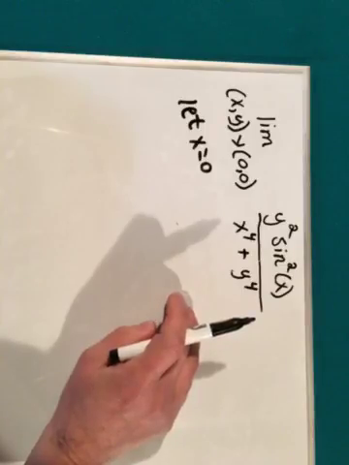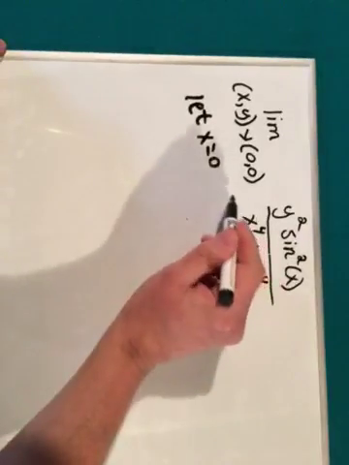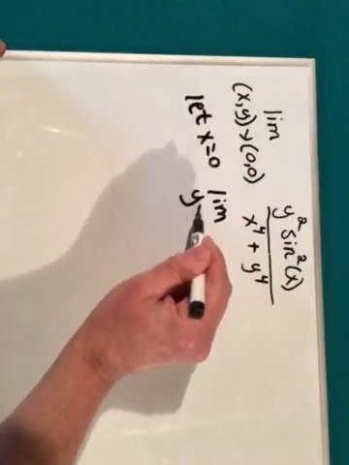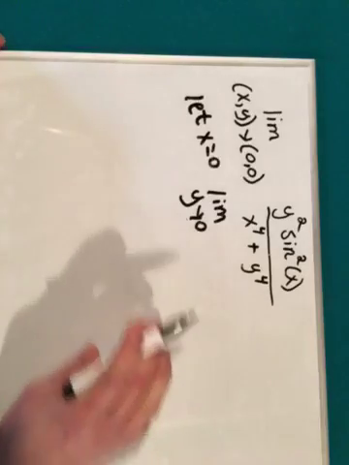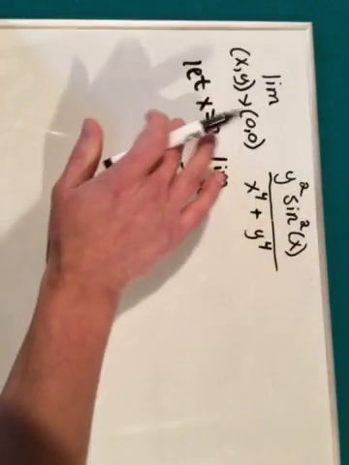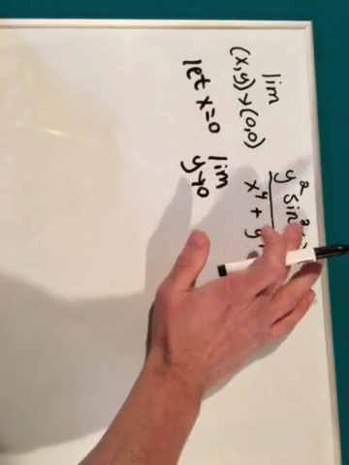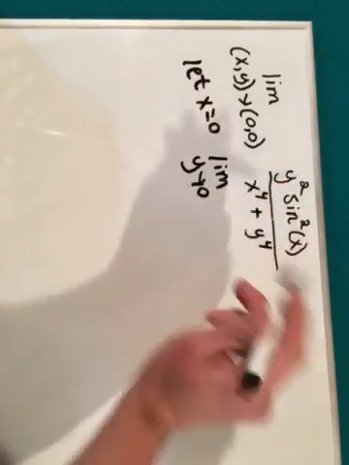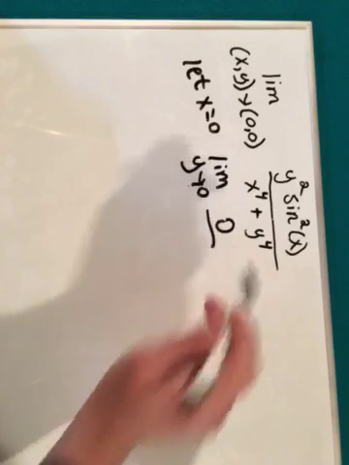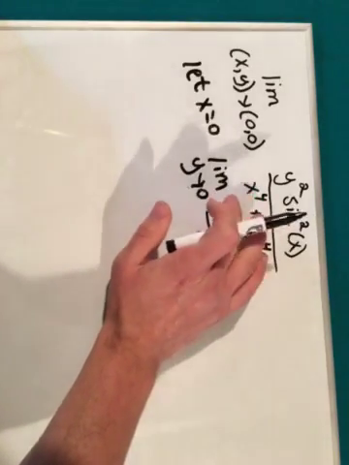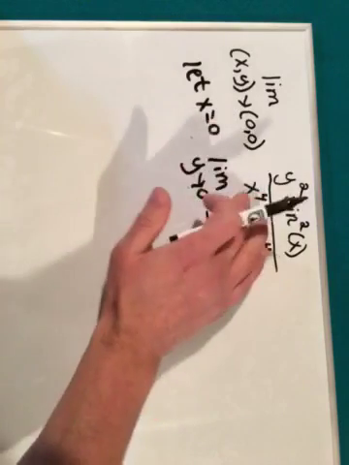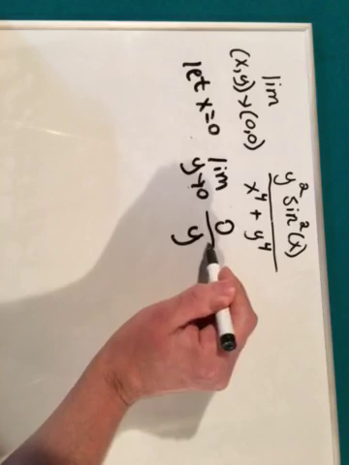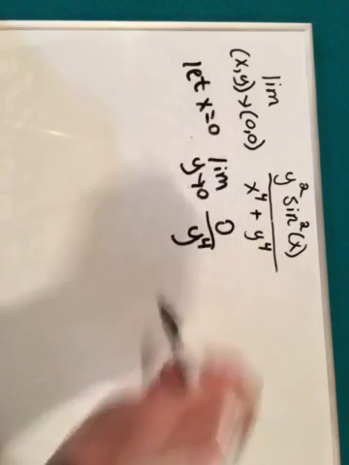Okay. Well, if x is 0, then what do we have? Instead of (x, y), we just have y approaches 0, of what? Well, x is 0. So sine squared of 0 is 0 times something, so that's going to be 0, over what? Well, x to the 4th. Again, x is 0, so this is 0 plus y to the 4th. So we just have the limit as y approaches 0 of 0 over y to the 4th.